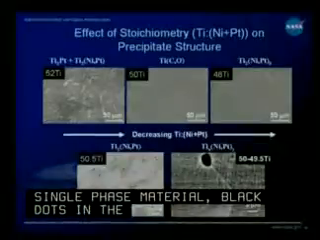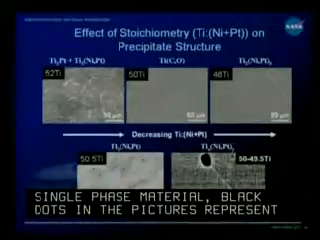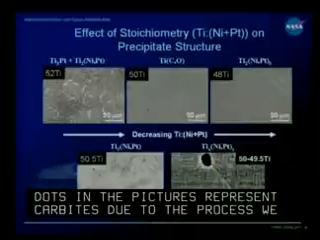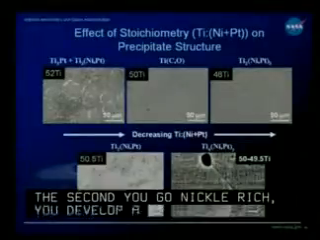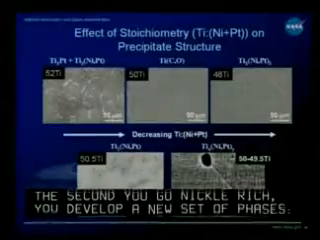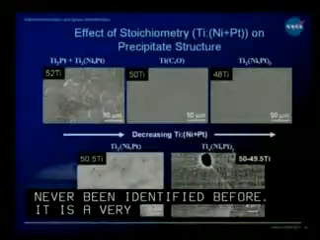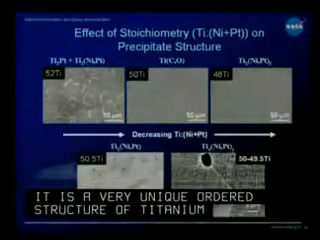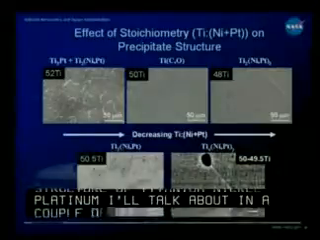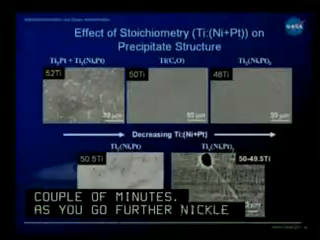We use graphite crucibles. But the second you go nickel rich, you develop a new set of precipitate phases. One is a new phase that's never been identified before. It's a very unique ordered structure of titanium, nickel, platinum that I'll talk about in a couple minutes. And then as you go further nickel rich, you get basically a Ti2Ni3 type phase in these alloys.